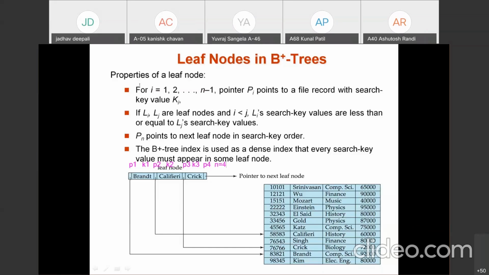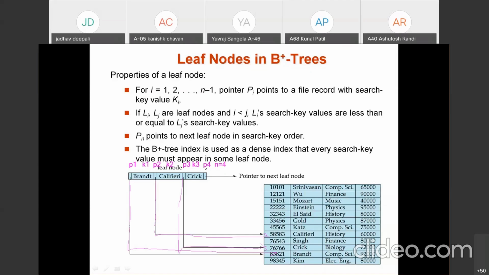Now what is the property of a leaf node? For i equal to 1 to n minus 1, pointer Pi points to a file record with the search key value Ki. This means pointer P1 points to the record with search key value K1. Brandon is the search key, so this pointer points to the record with Brandon. Then Calipari: this pointer points to the record with Calipari. Creek: this pointer points to the record with Creek.